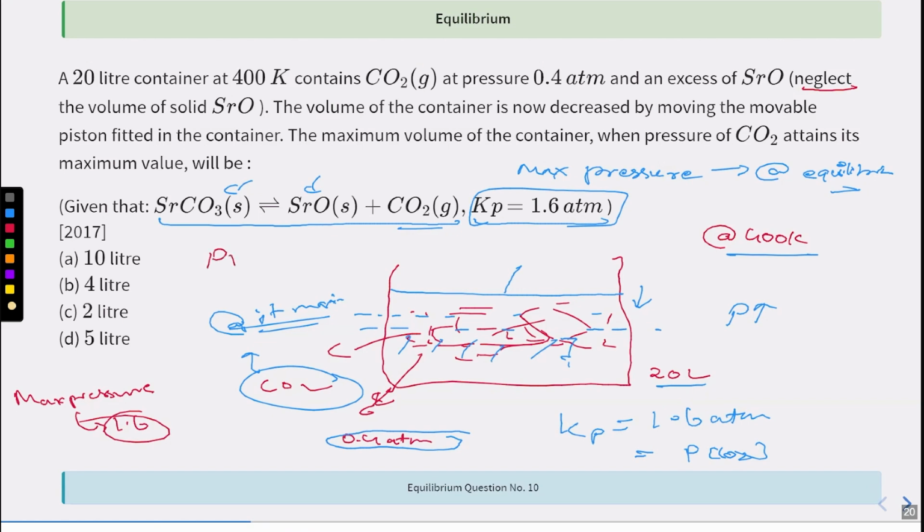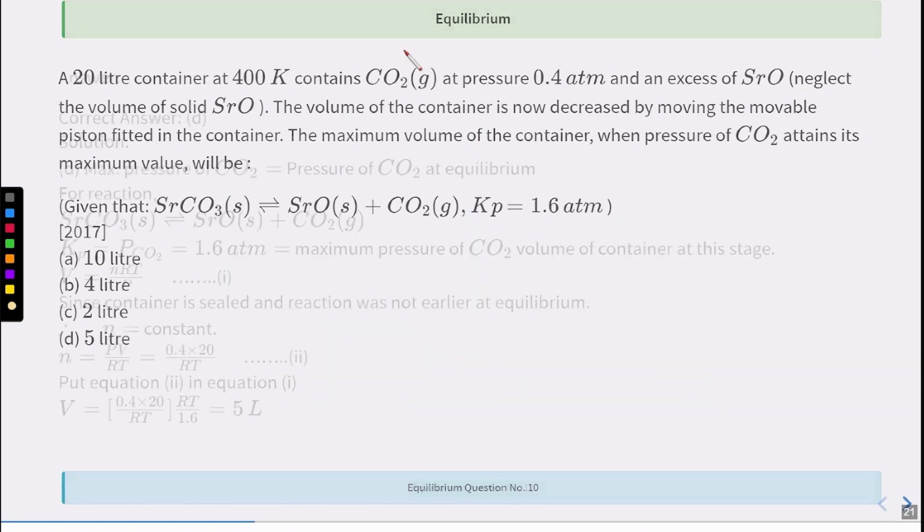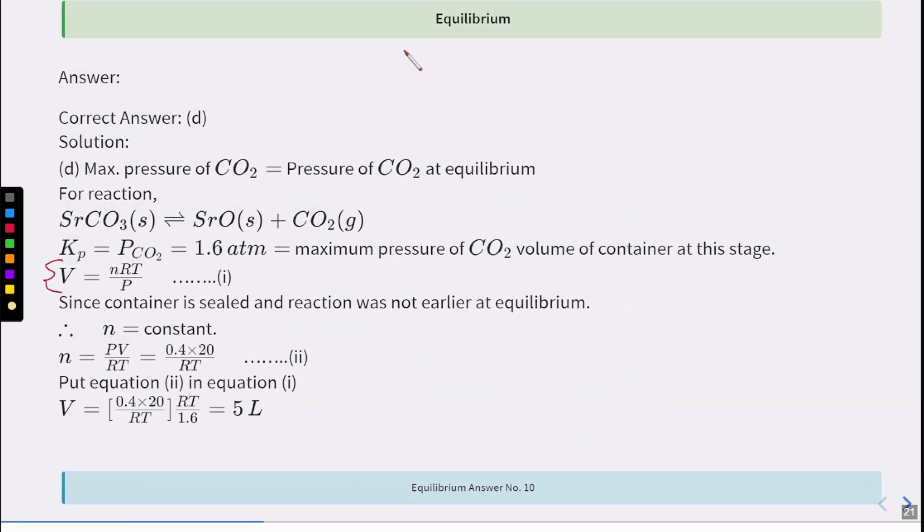Then you can use the universal law, PV is equal to nRT. And what you have to do is, now you have to just find the volume at that particular thing. So now you just need to find volume. So that is simple calculation. PV is equal to nRT.